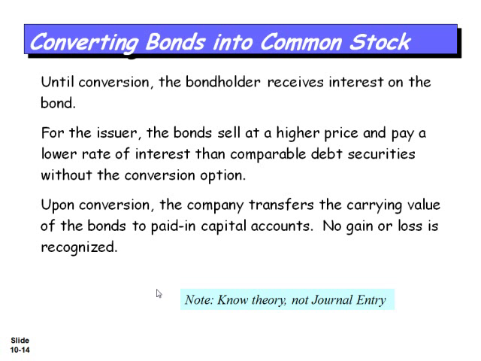Okay. You need to just know this in theory. The book has a journal entry for this, but I'm not holding you responsible for it. If a bond is a convertible bond, it means it can be converted into common stock at the bondholder's decision. So for the issuer, the bonds sell at a higher price. They pay a lower rate of interest than comparable debt securities without the conversion option.